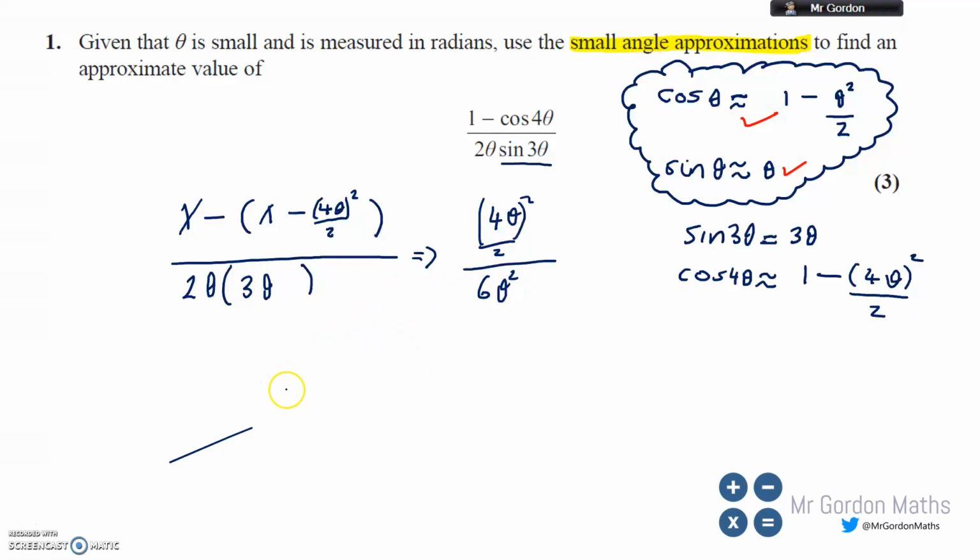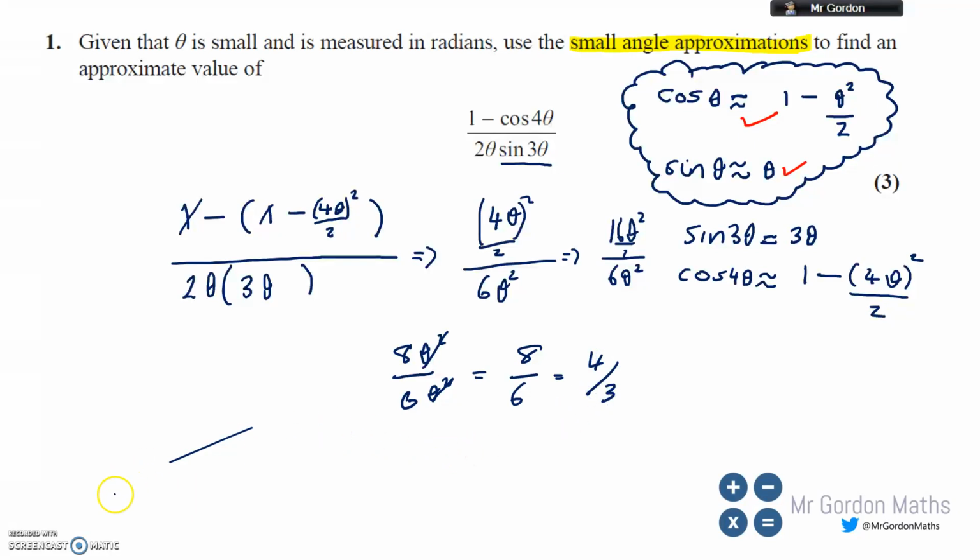I'm running out of space already here. This will simplify to 16, don't forget to square the 4, theta squared, over 6 theta squared, and that's over 2 as well. So we've got 16 over 2, which is 8 theta squared over 6 theta squared. Theta squared cancels out, and you end up with an answer of 8 over 6, which can be simplified to 4 over 3. Alright, I hope that's been helpful.